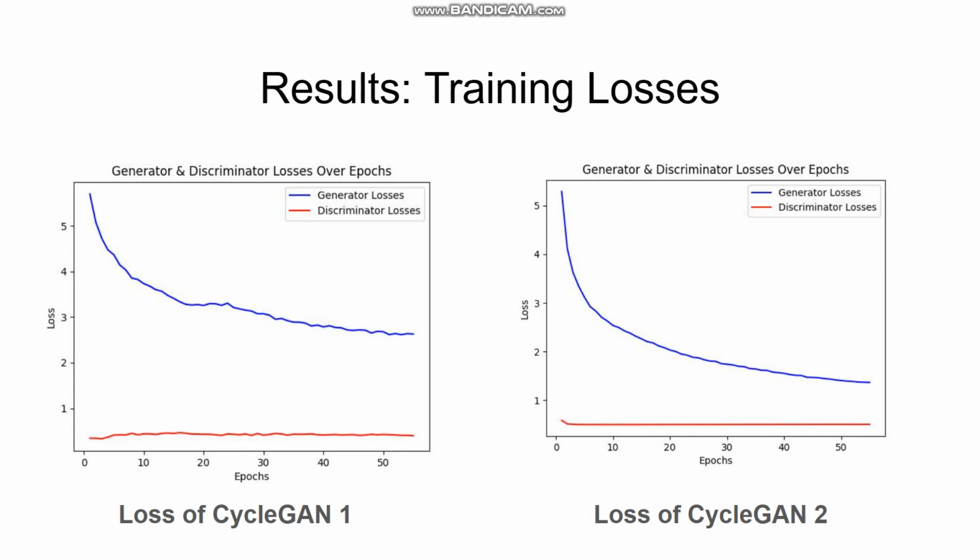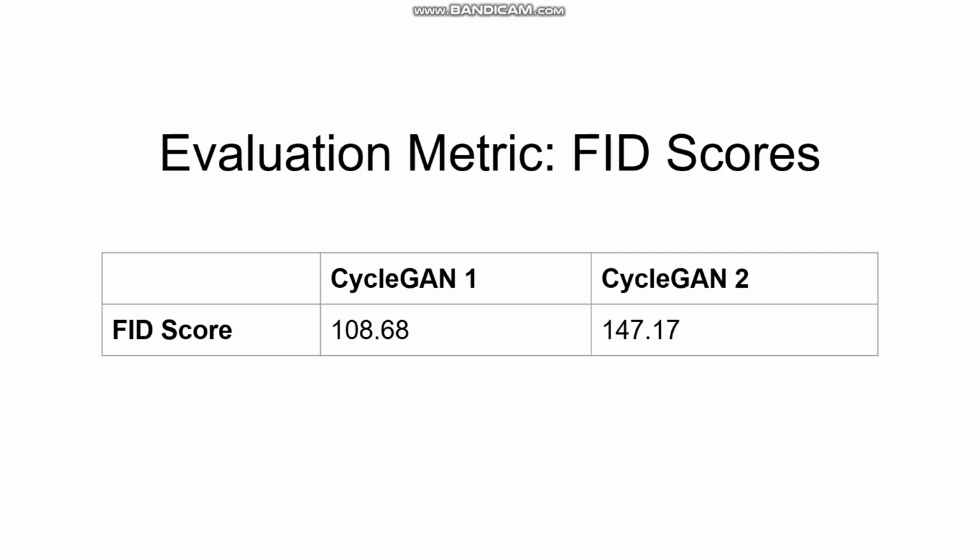Let's look at the training losses. The training loss of CycleGAN 2 is much more stable and has a very steep loss curve and a much lower final training loss than CycleGAN 1. However, the FID score says otherwise. So, when evaluating generated images, visual evaluation can be highly biased. So that's why we use FID scores. The lower indicates better. CycleGAN 1 outperforms CycleGAN 2 in terms of FID score.